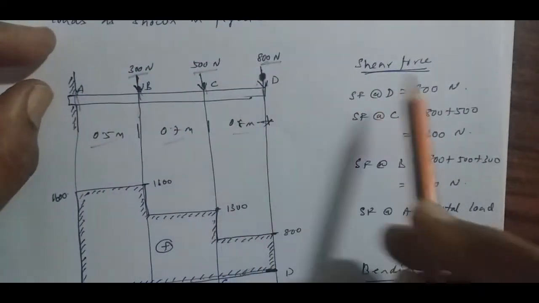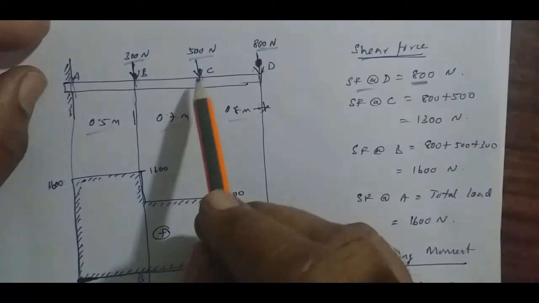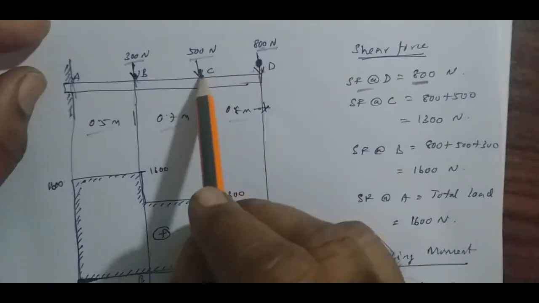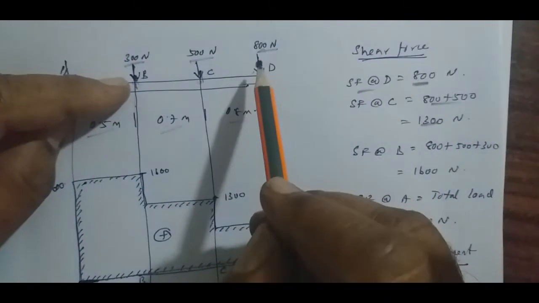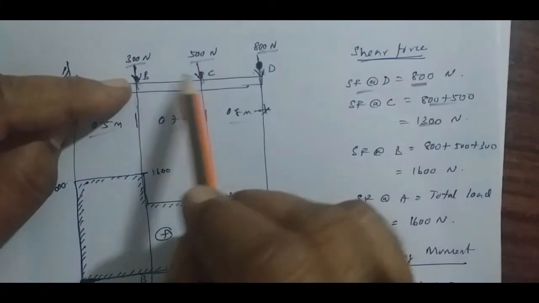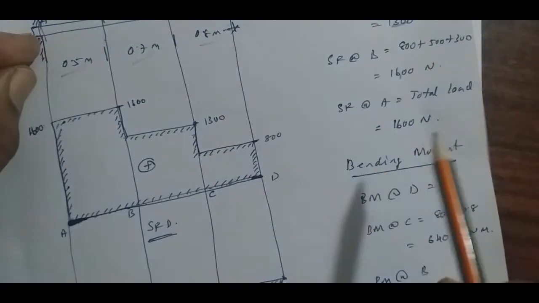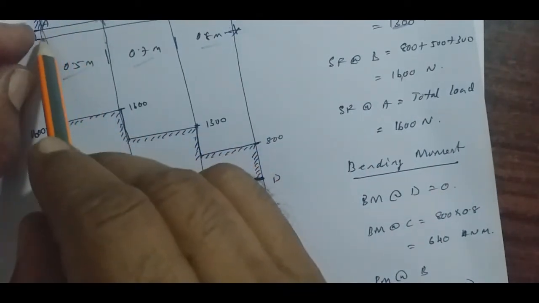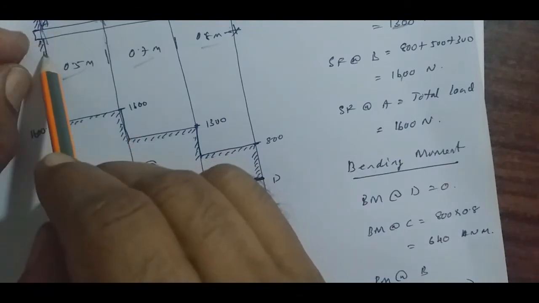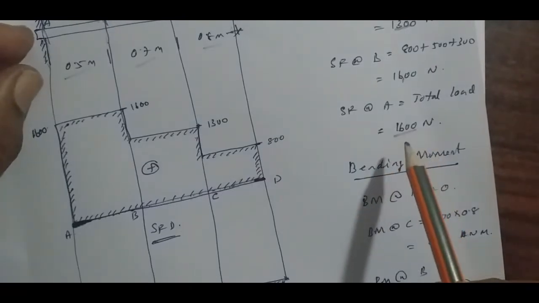First, what is the shear force at D? Shear force at D is 800. Shear force at C is this 800 plus this 500, which is 1300. Shear force at B, add all: 800, 500 plus 300, shear force at B is 1600. And shear force at A, here also 800 plus 500 plus 300 continues. So shear force at A is nothing but the reaction at A, which is equal to the total load.